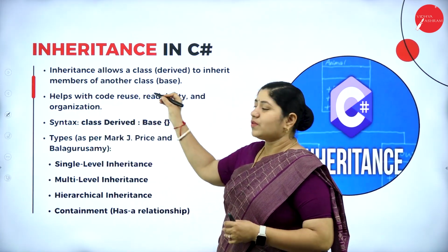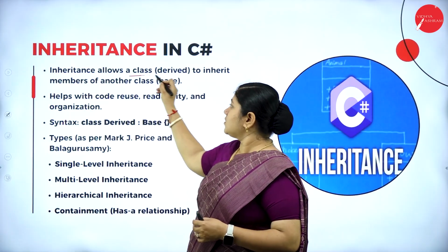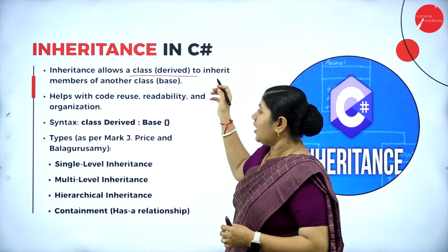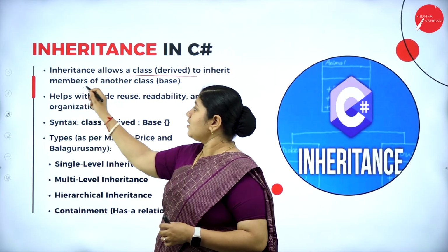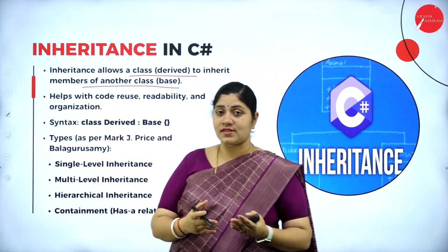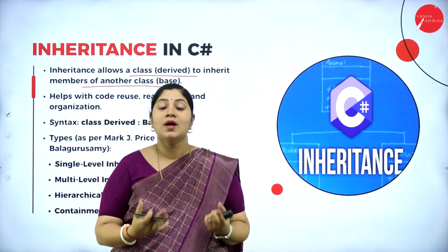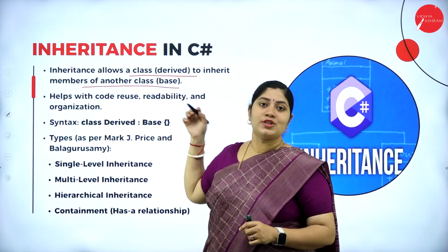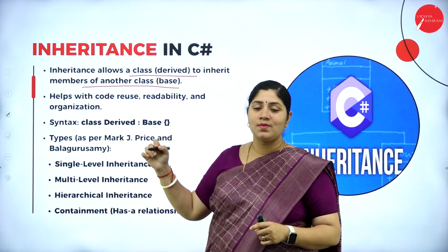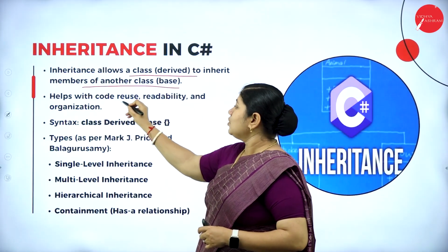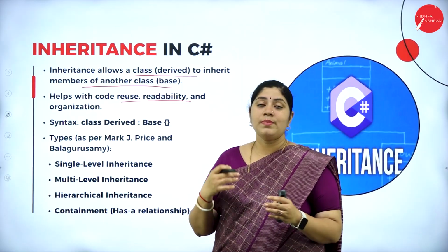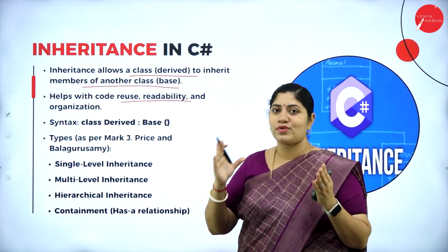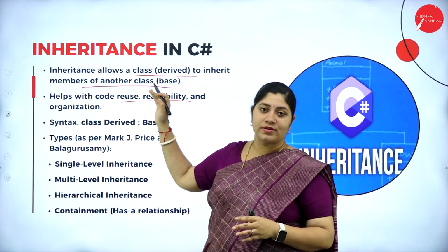Let's have a look over here. It is a class, and it inherits members from other classes, which we call base classes. Up next, let's see what it does. Inheritance helps C# to reuse the code. It is very useful for the readability as well as the organization of the code. So this is about inheritance.